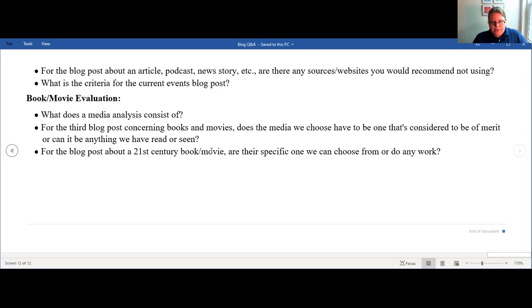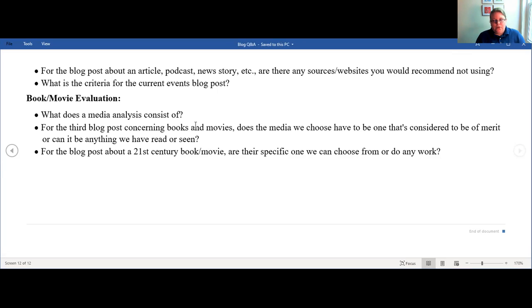For the third blog post concerning books and movies, does the movie we choose have to be one that's considered of merit, or can it be anything we have read or seen? It does not have to be considered of merit. It does not have to be anything lofty.